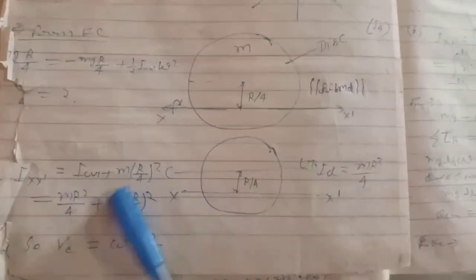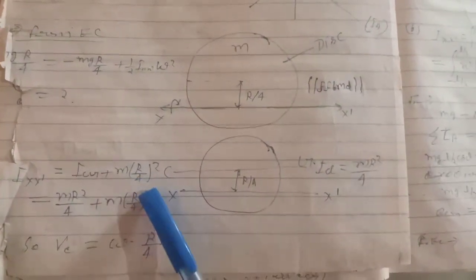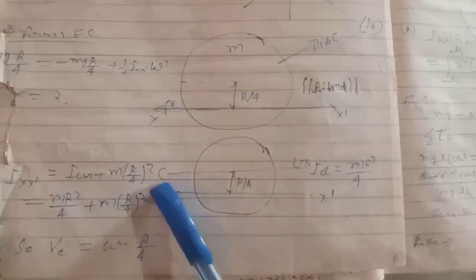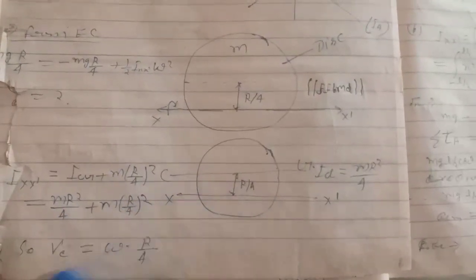Ix is equal to Icg plus m into r square by m into r by 4 whole square, equals mr square plus m into (r by 4) whole square. So Vc equals omega into r by 2.